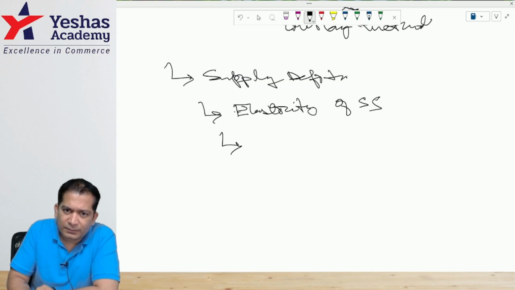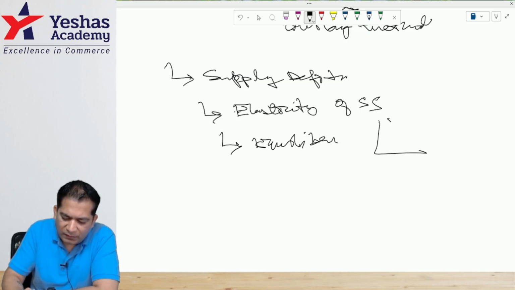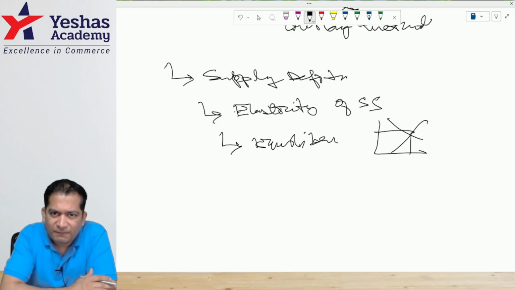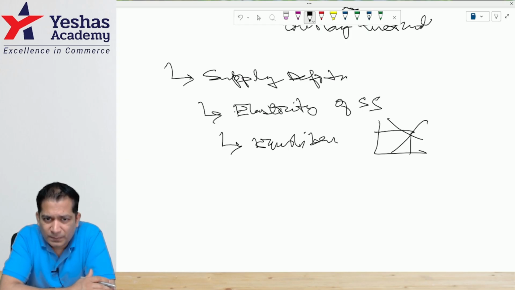And then finally comes equilibrium, wherein they will ask you what will be the effect when there is excess supply over demand or excess demand over supply, and what happens due to an increase or decrease in price.